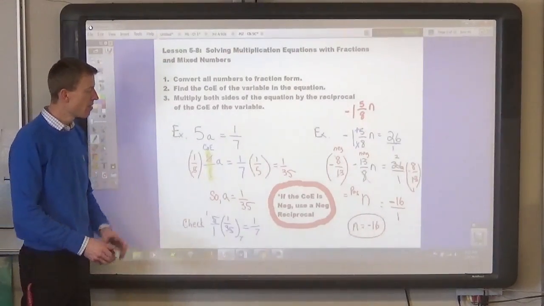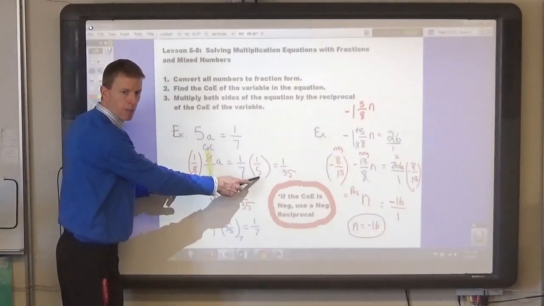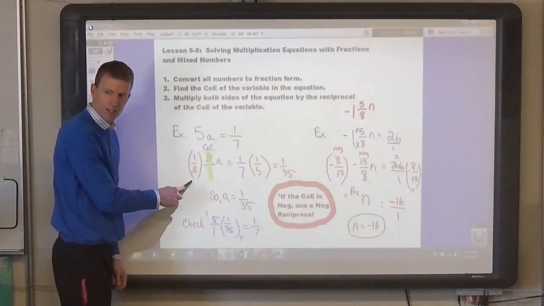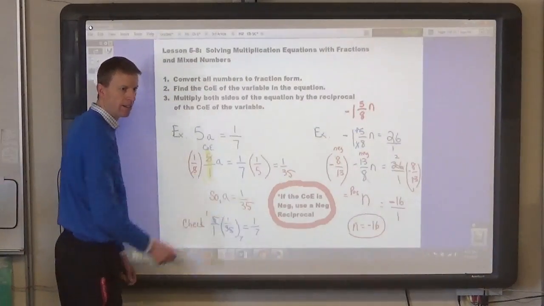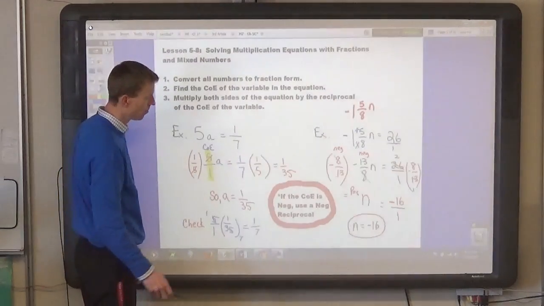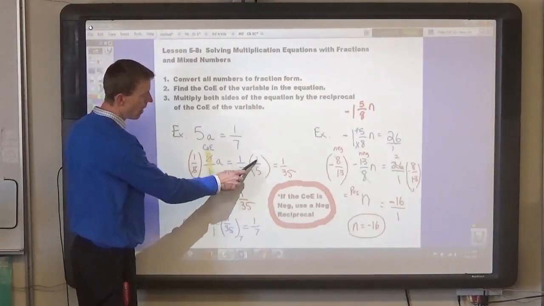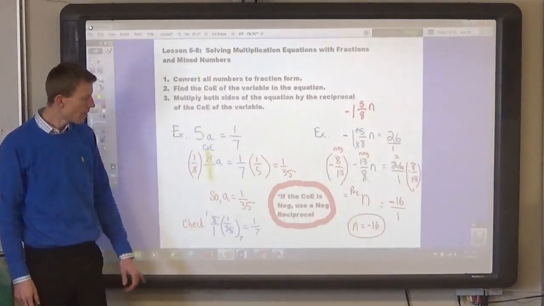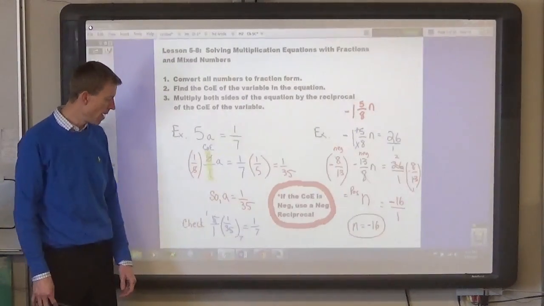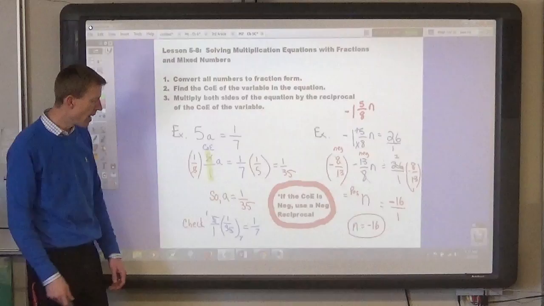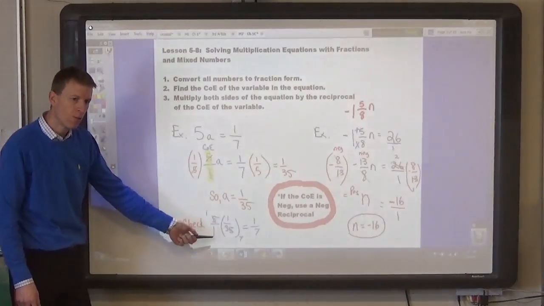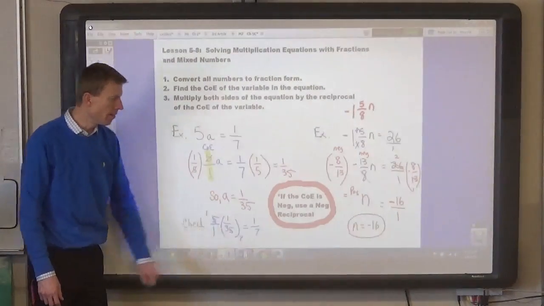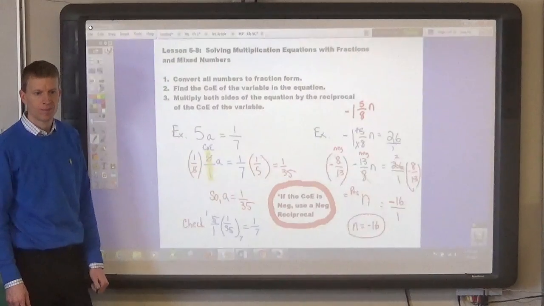Now, in order to find the answer on the other side, you have to multiply it by the same number. So we multiply by 1 over 5 on the left side. You have to multiply by 1 over 5 on the right side in order to find the solution. 1 over 7 times 1 over 5 is 1 over 35. And so A equals 1 over 35. And if we check that, we start with 5 over 1 times 1 over 35. You would get 1 over 7. Okay?